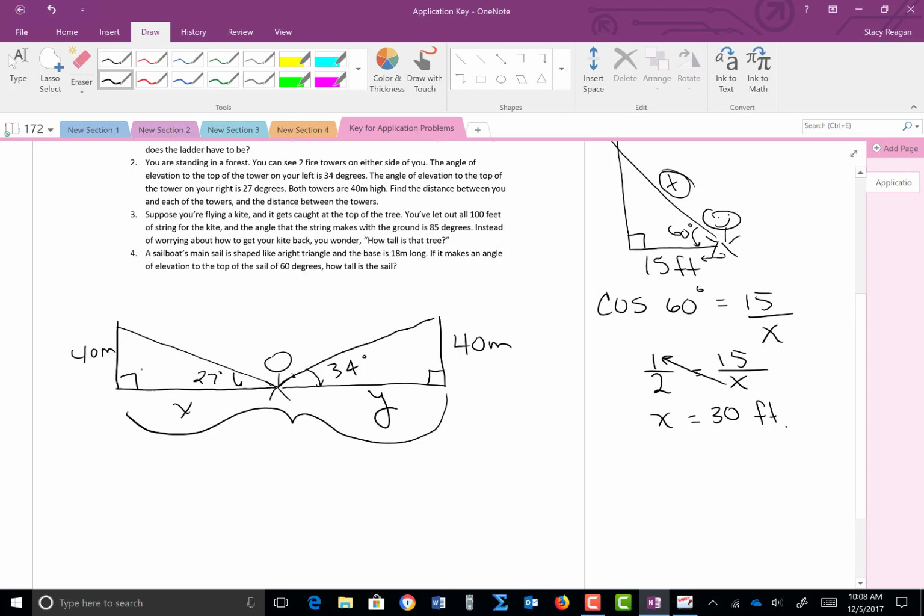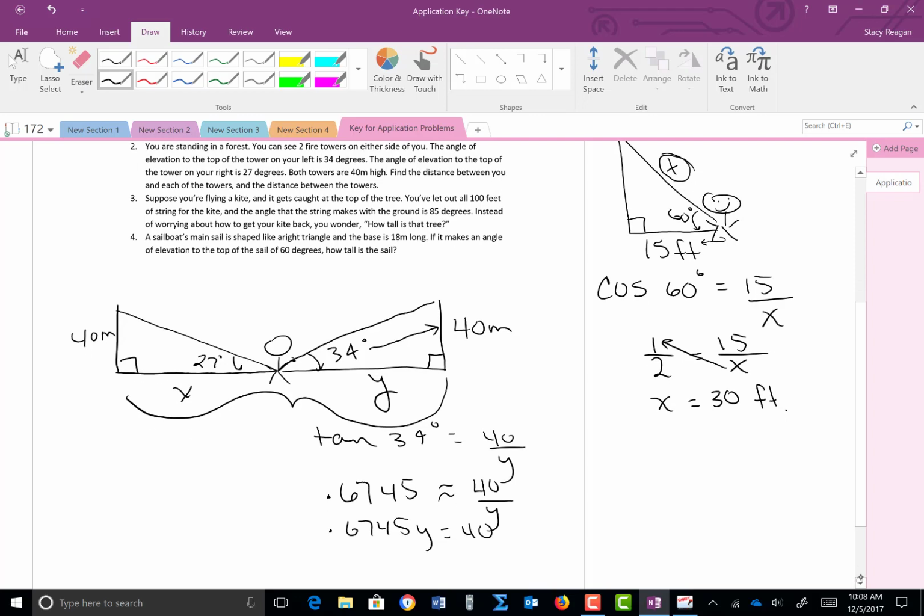So let's work on Y first. For Y, I have the side opposite and I have the adjacent. Opposite and adjacent is tangent. So tangent of 34 degrees is 40 over Y. If I take my calculator and punch in tangent of 34 degrees, I get roughly 0.6745. And so that's 40 over Y. So 0.6745 times Y is 0.6745Y.